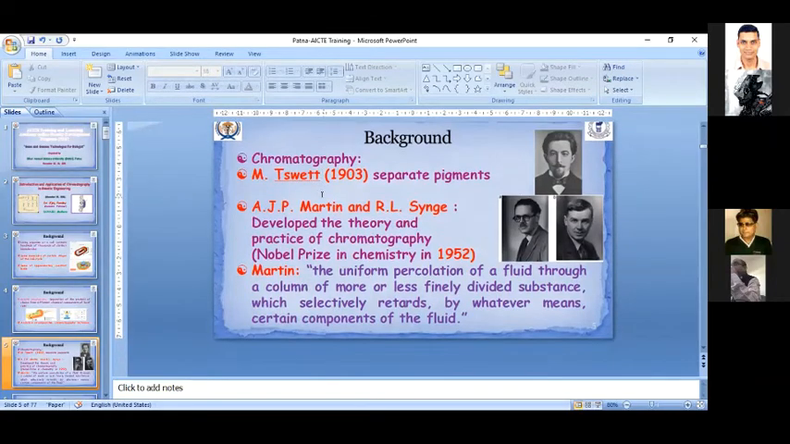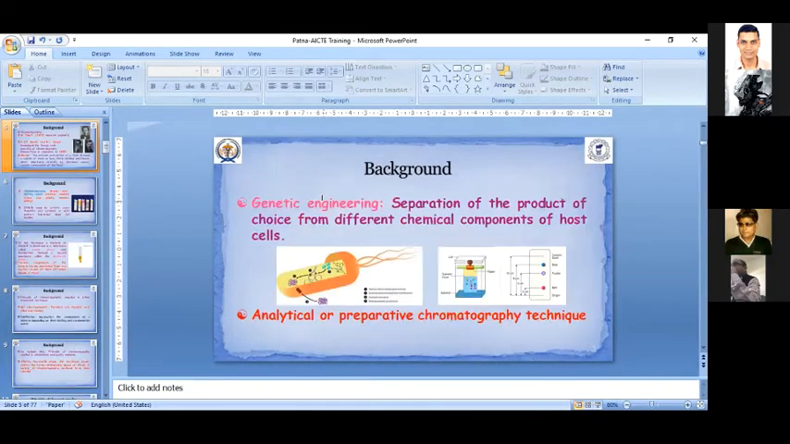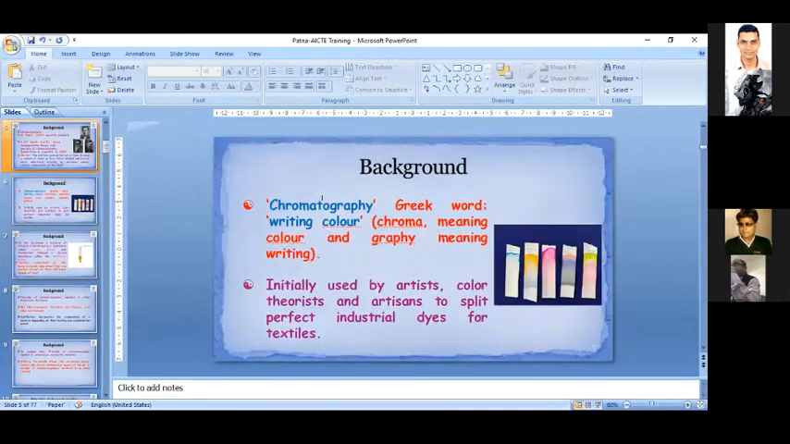Actually, the word chromatography is derived from the Greek words chroma, meaning color, and graphy, meaning writing. So chromatography means writing of color, because initially it was used for separation of different pigments and dyes for textiles. Initially this technique was used by artists, color theorists, and artisans to split industrial dyes for textiles.